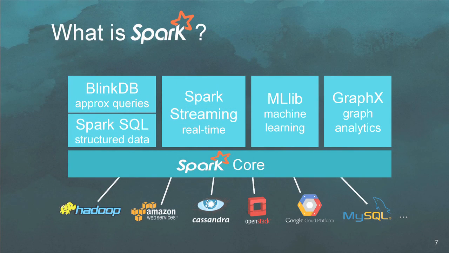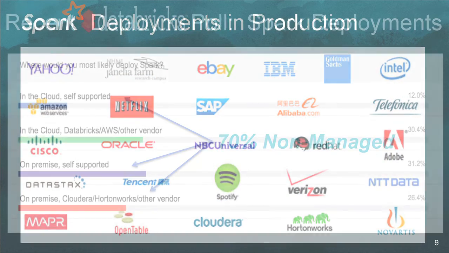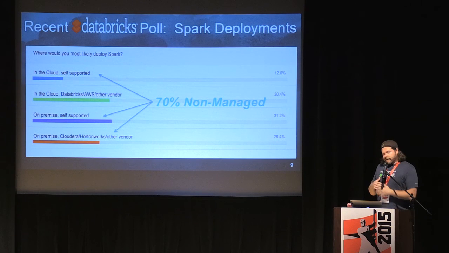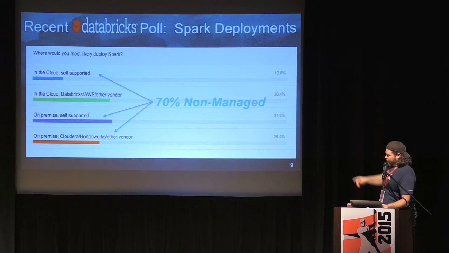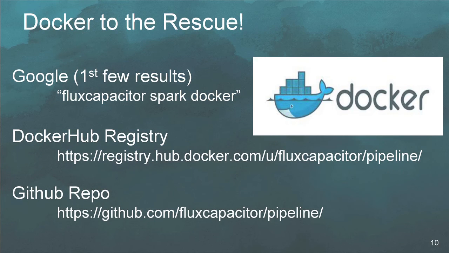All right, so Spark, you guys have seen this. Spark in production. Yeah, this was kind of interesting. Databricks just did this poll recently, asking how you want to deploy Spark. Do you want Databricks to manage it for you within Amazon? That's the middle one there, the second one says 30%. And then 70% of people said no, we want to do it ourselves. So that's what prompted me to start using Docker. Plus, I just wanted to play around with it too.